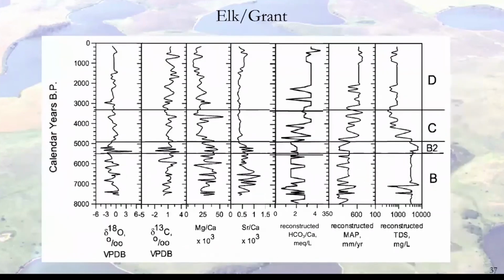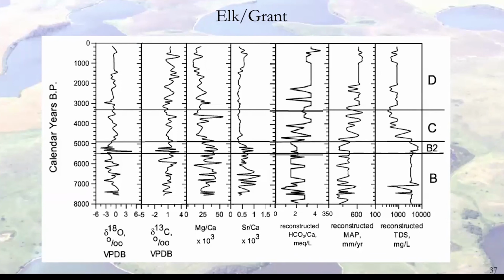Okay, we have isotopes, magnesium calcium and strontium calcium ratios from ostracod shells, single species, and then reconstructed bicarbonate calcium or carbonate alkalinity calcium, mean annual precipitation, total dissolved solids. Those were reconstructed, modeled from the ostracod fauna assemblage. Okay, so B to B2, generally more concentrated water, less precipitation, and then the bicarbonate calcium ratio is higher in zone D.